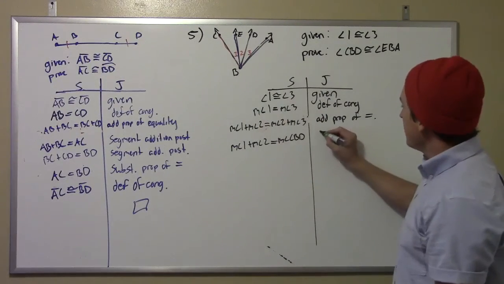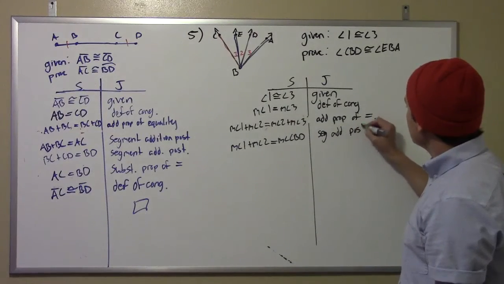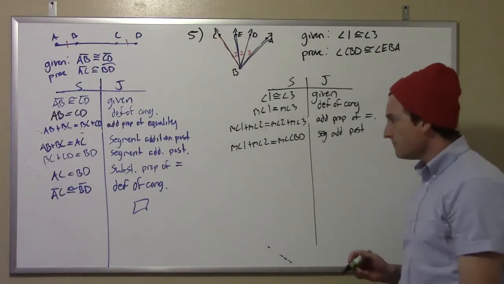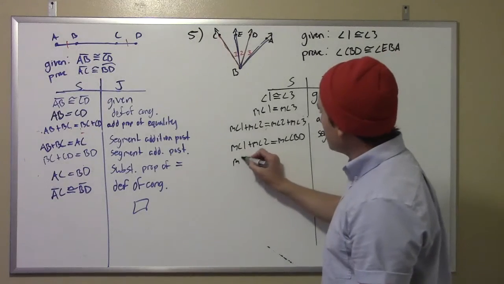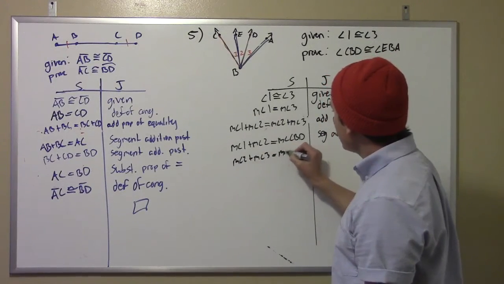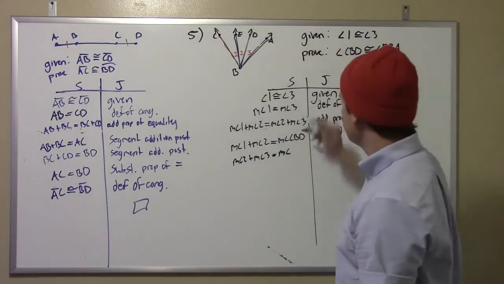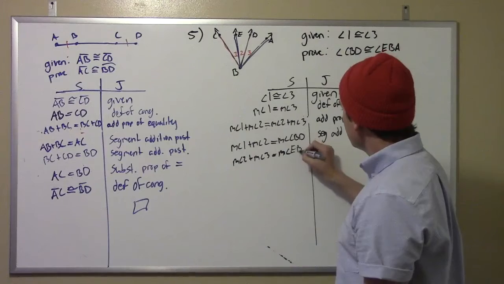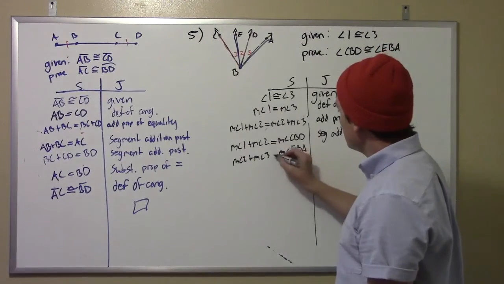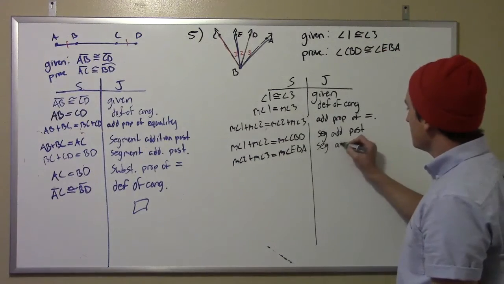Okay? And that is the angle addition postulate. Likewise, the measure of angle 2 plus the measure of angle 3 equals the measure of angle EBA, the blue one. Same reasoning. It's the angle addition postulate.